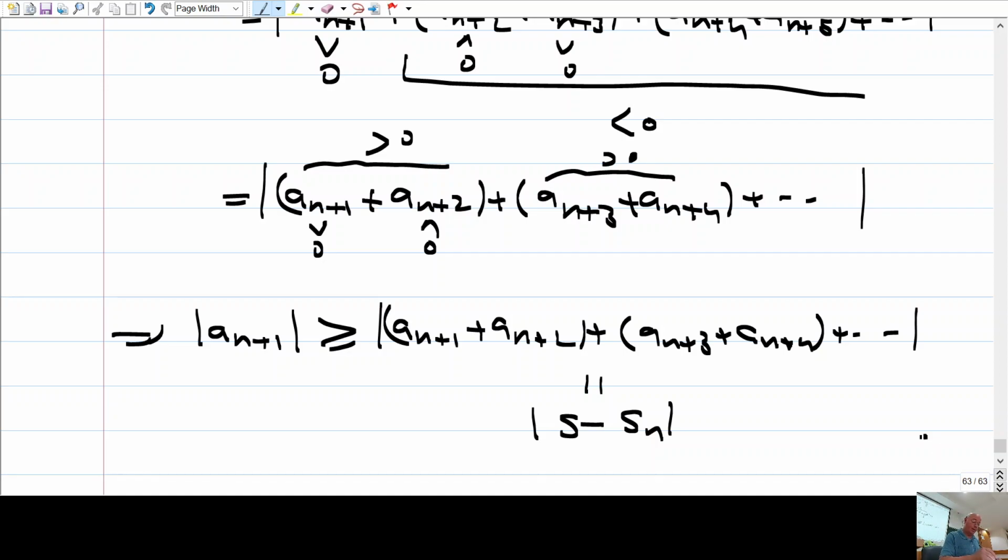Alright, let's stop here. Next time I'll do more examples related to Taylor series, and we will also make use of this estimation to make some approximations. Alright, let me stop.